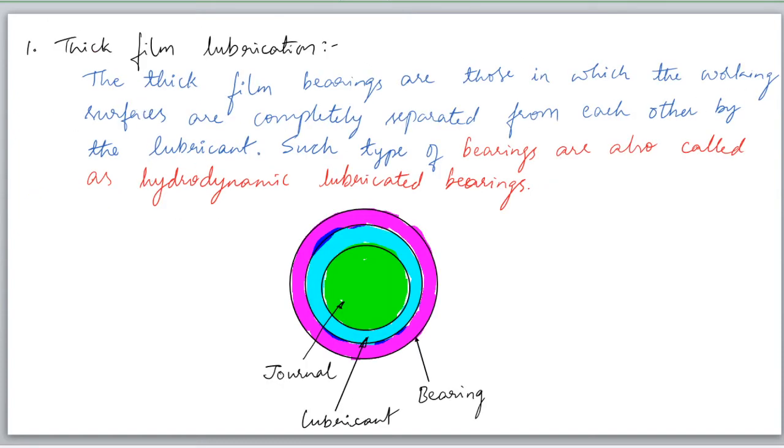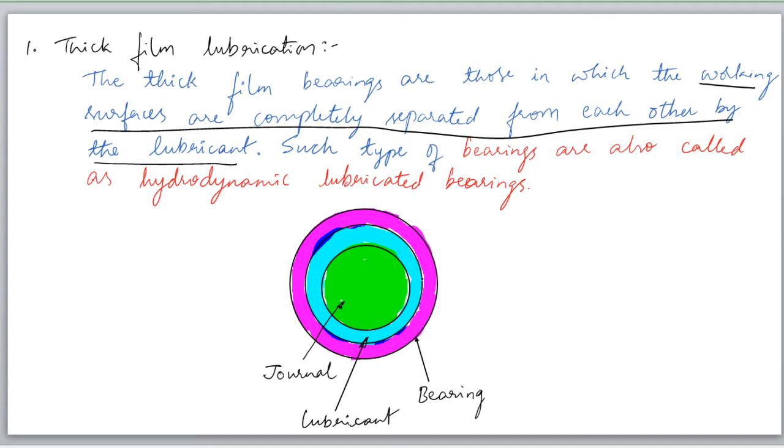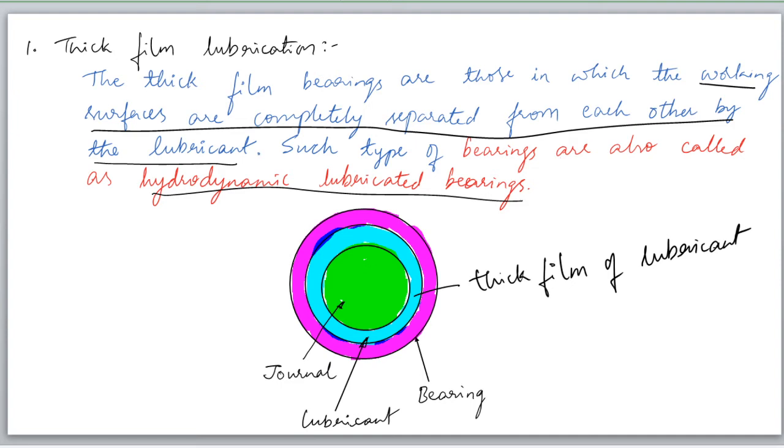So here the thick film lubricated bearings are those in which the working surfaces are completely separated from each other by the lubricant. So this is the picture what you have seen earlier. Here the journal or the shaft and the bearing is completely separated by a thick film of lubricant. Such type of bearings are also known as hydrodynamic lubricated bearings.